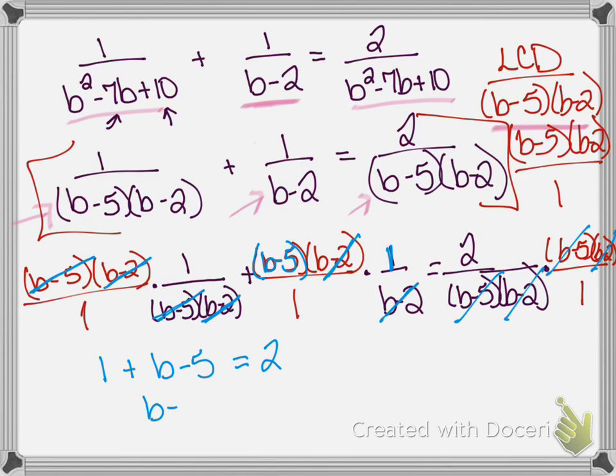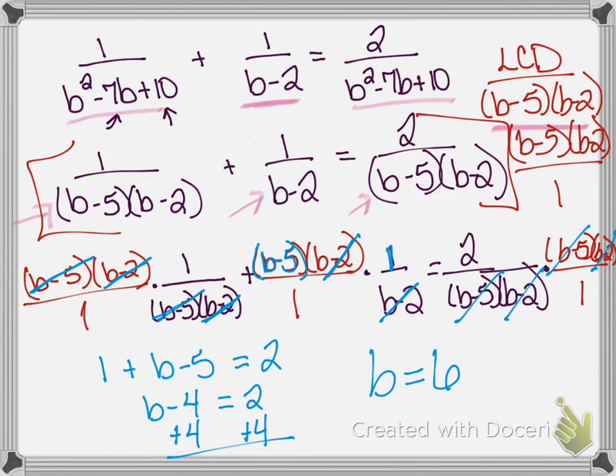So then I simplify. This is not a quadratic. It's just something linear that I solve. Okay, so my answer is b equals 6. Whoa, that says b equals 6, doesn't it? How about this? You still have to check.